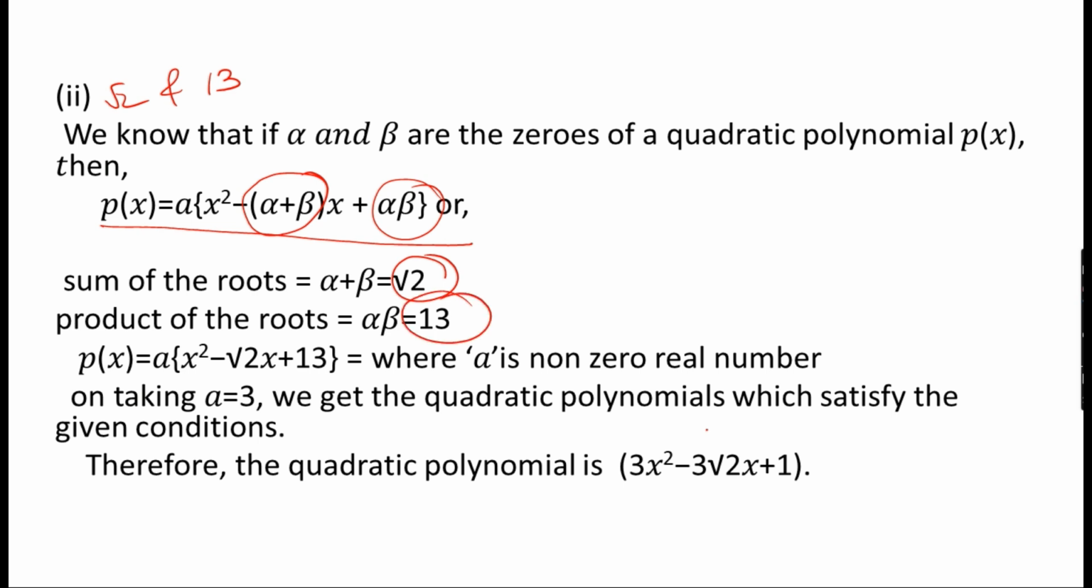Let us find the polynomial for the given roots. Let a be any non-zero real number. On finding this, we get x square minus root 2 x plus 13. We put the value of root 2 in place of alpha plus beta and the value of 13 in place of alpha beta. We get this equation. On taking the value of a as 3, we get the quadratic polynomial as 3x square minus 3 root 2 x plus 3.